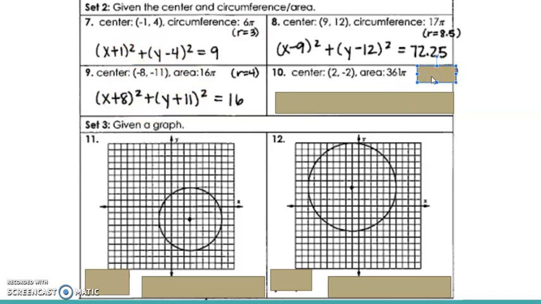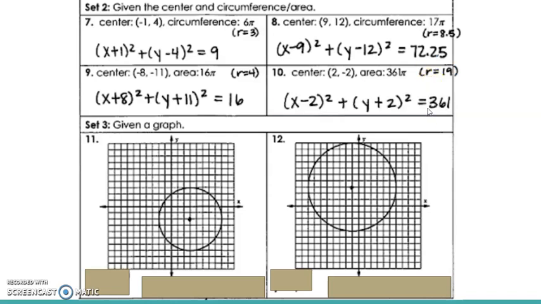Number 10, when I find my radius, I have the radius is 19. When I square that, I get 361, and then I replace my h and my k.